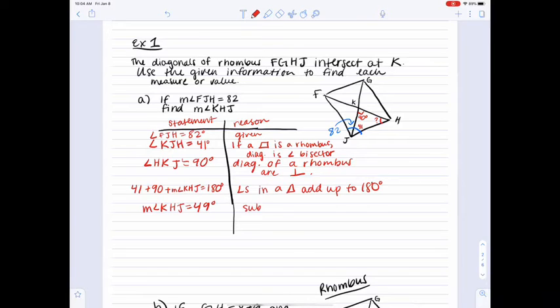And we subtracted 41 and 90 to both sides. All right, so we're using a lot of different theorems there.